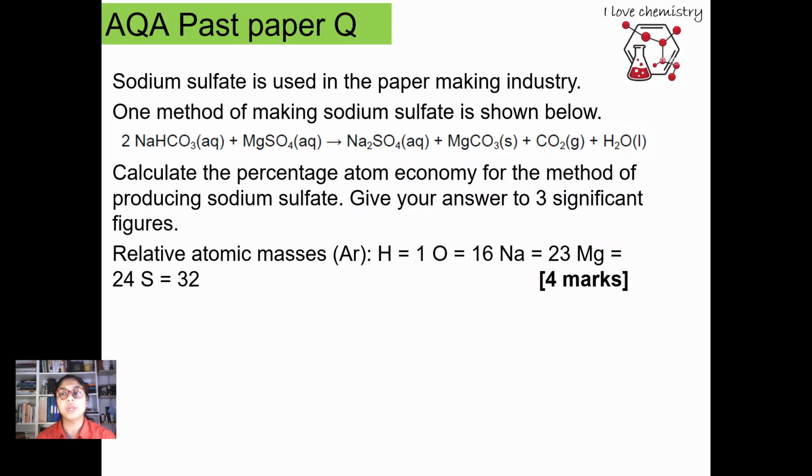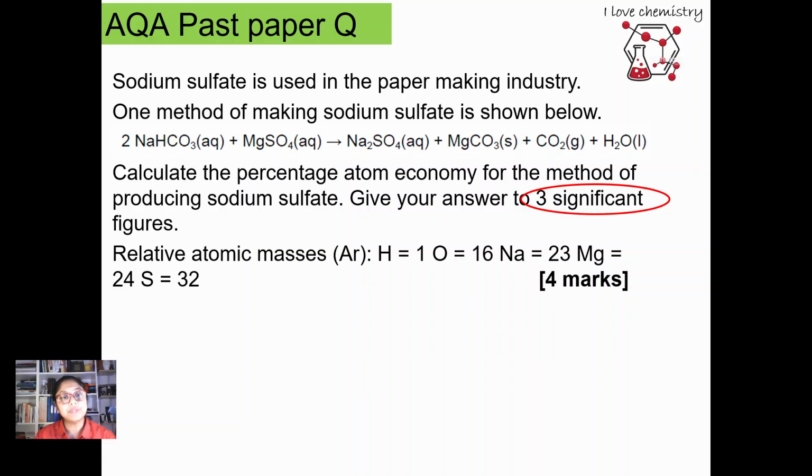The first question we are going to solve is: sodium sulfate is used in the paper making industry. One method of making sodium sulfate is shown below. So they have given you the equation. Calculate the percentage atom economy for the method of producing sodium sulfate. Keep that in mind. They have asked only for sodium sulfate. Other thing to keep in mind, give your answer to three significant figures. I will show you how to do that at the end.